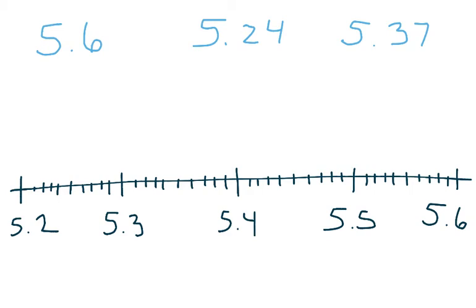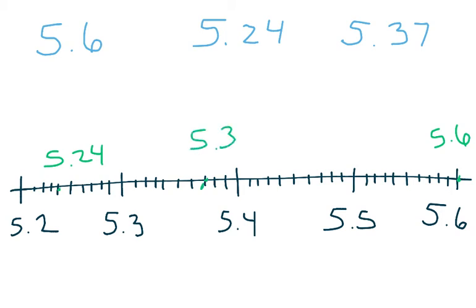Now I can plot 5 and 6 tenths. Woohoo, that one's easy. 5 and 6 tenths. 5 and 24 hundredths. Here's 5 and 2 tenths, which is the same thing as 5 and 20, 21, 22, 23, 24. 5 and 24 hundredths. And then I have 5 and 37 hundredths. 5 and 3 tenths is the same thing as 5 and 30 hundredths: 31, 32, 33, 34, 35, 36, 37.